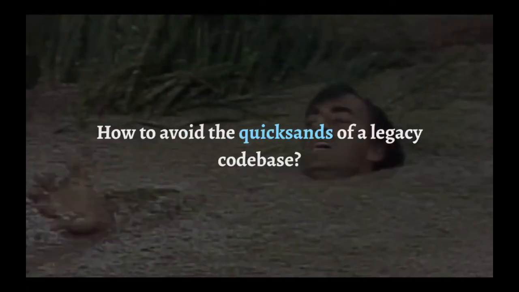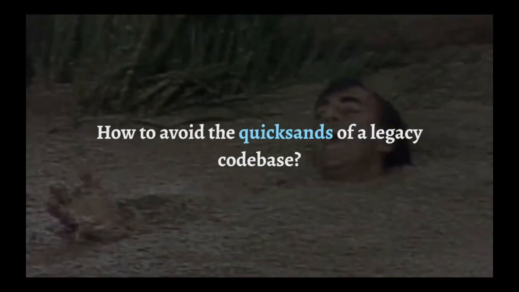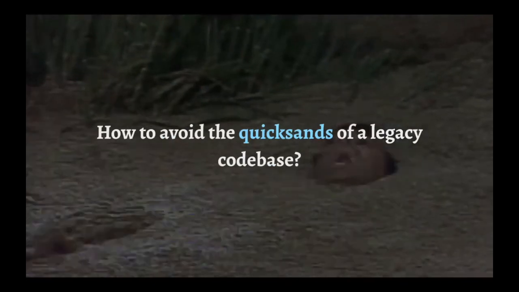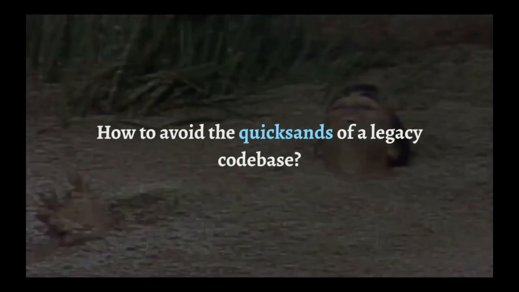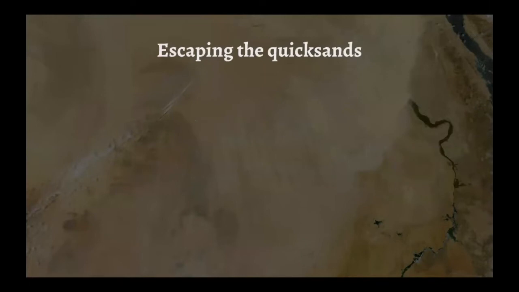So what's the takeaway from this presentation? Like, how to avoid quicksands and traps of the legacy code base? I think the takeaway begins with changing the concept of what legacy code is. If you perceive legacy code as every piece of code that is not covered by unit tests, you can escape the quicksands, because everything you write today becomes legacy code tomorrow, or the second you forget what the code was supposed to do.